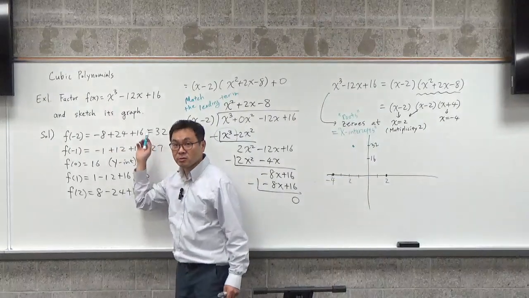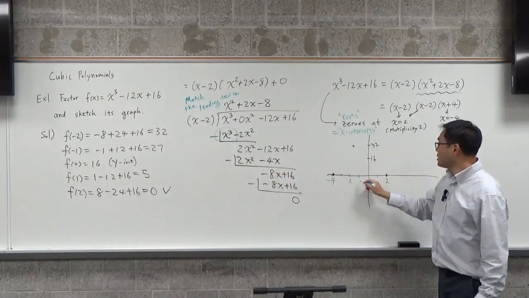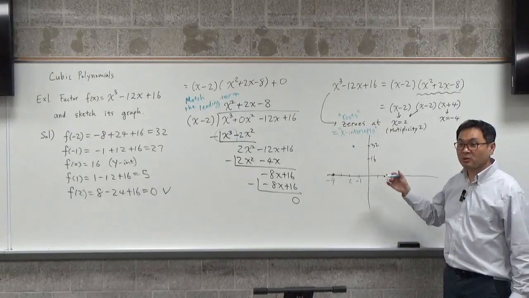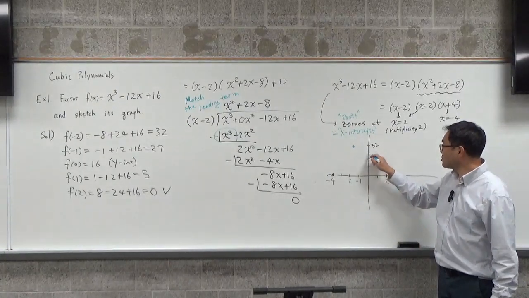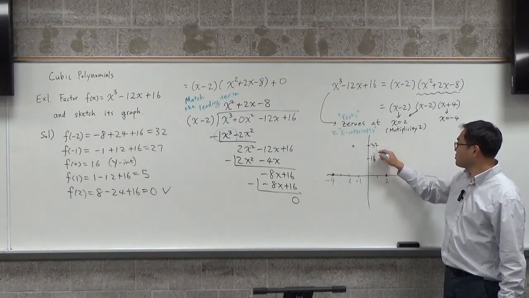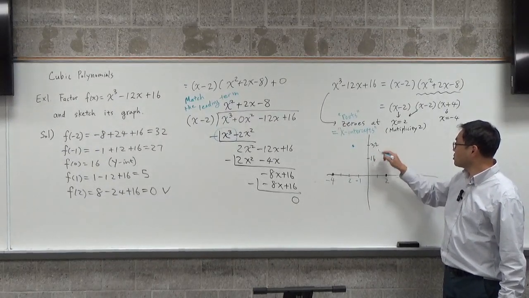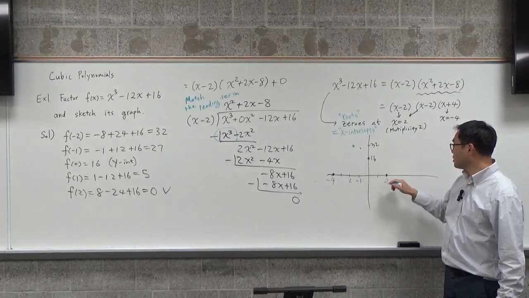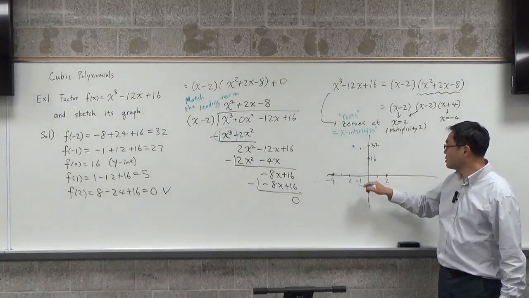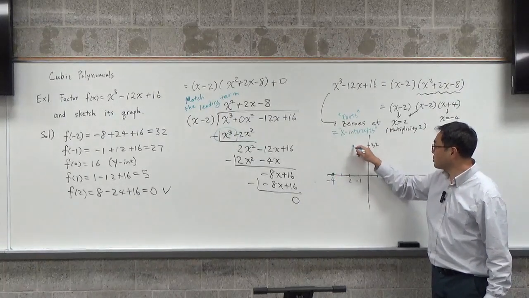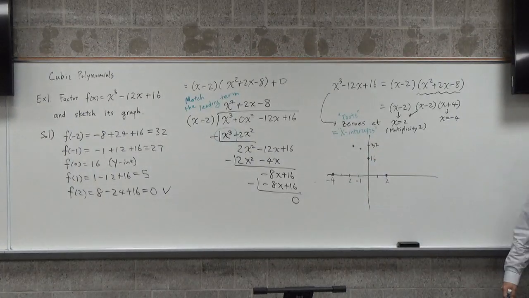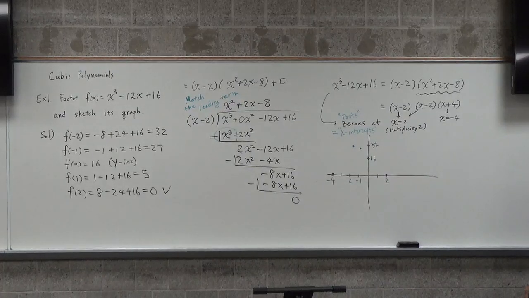Negative 2, 32. And then if you plug in negative 1, what does that give you? It says so right there. Read it. 27, yes. So 27 is like a bit closer to 32, so it's more like here. And it's going to pass through here. It's going to pass through here. So it's going to pass through these points. Right. Now, that's not going to be enough for you to really draw the curve.